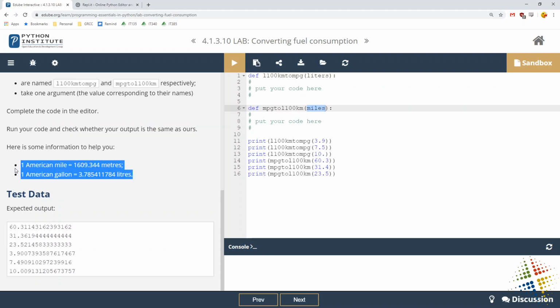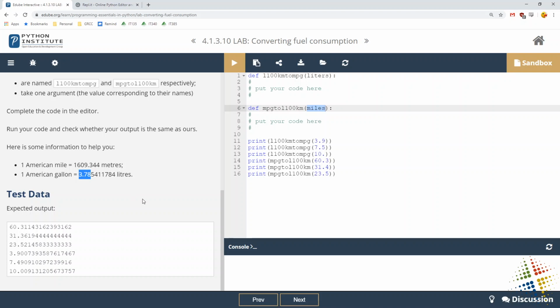There is some helpful information here. For instance, 1 American mile equals 1,609 meters or 1.61 kilometers if you want to round that out. And then 1 American gallon is equal to 3.78 liters. Or vice versa, 3.78 liters is equal to 1 gallon, and 1.61 kilometers is equal to 1 mile.